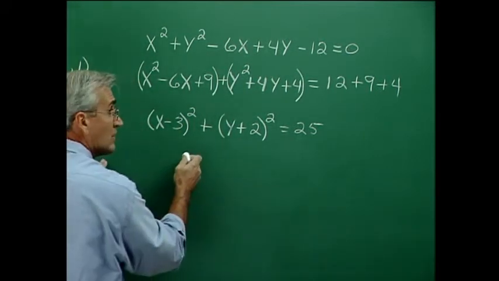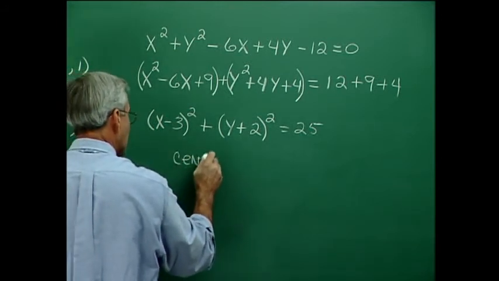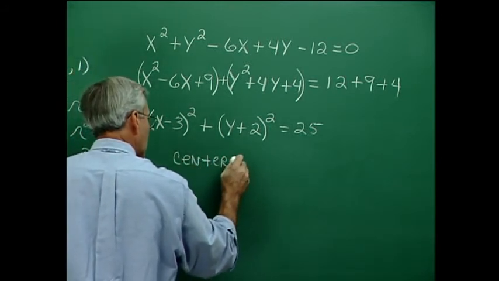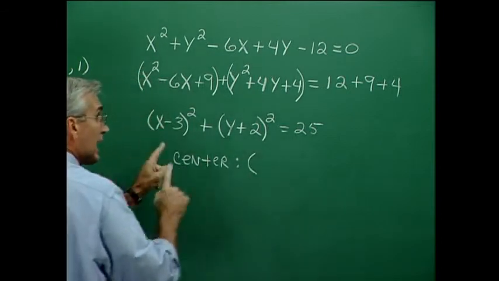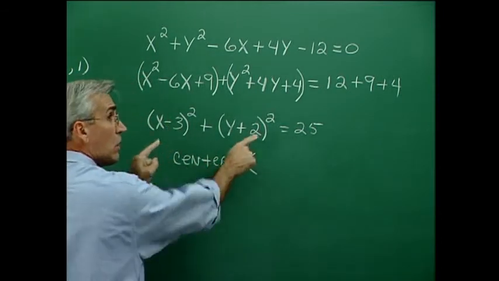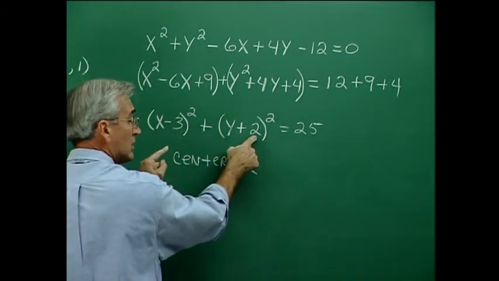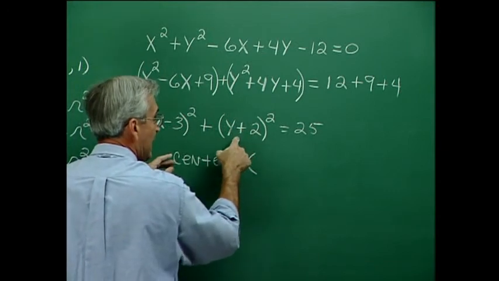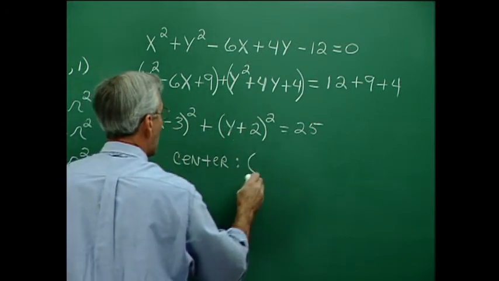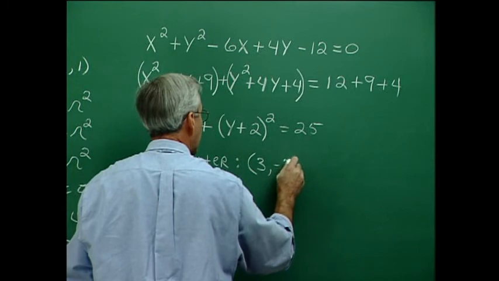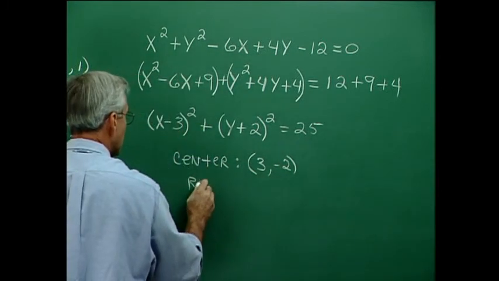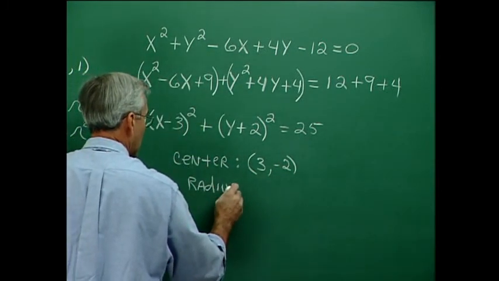Now, we can recognize then the aspects of the graph that we're looking for. We're looking for the center. You could see the center at h, k. Now remember, h and k have to both follow minus signs. That one doesn't. So we have to think of this as minus negative 2. So our coordinates are 3, negative 2, and we have a radius of 5.